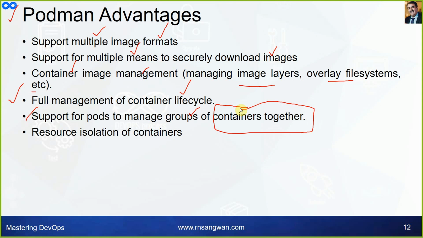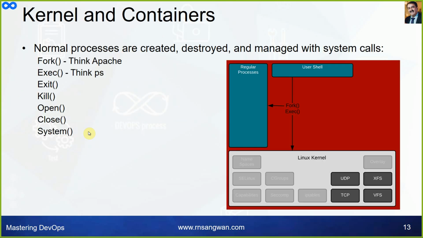In fact, in Kubernetes, this is the first building block we create. First step we create is pod. So pod technically can be defined as a group of containers, maybe one container or more than one containers together, and a resource isolation of containers. Kernel and containers, this is what I was talking about. The difference, looking at the containers from the kernel perspective.